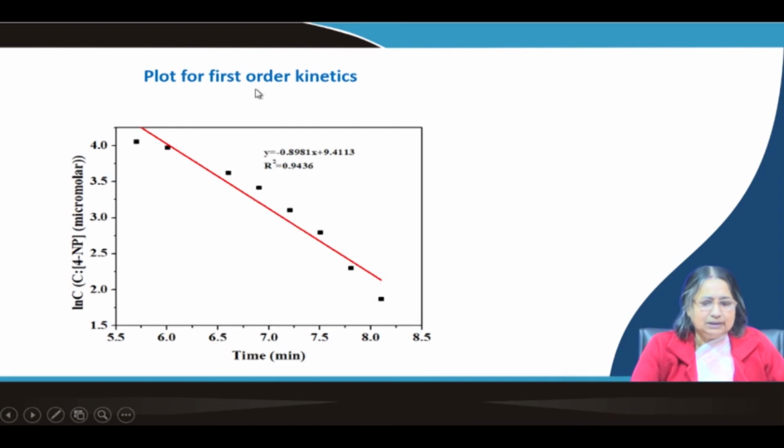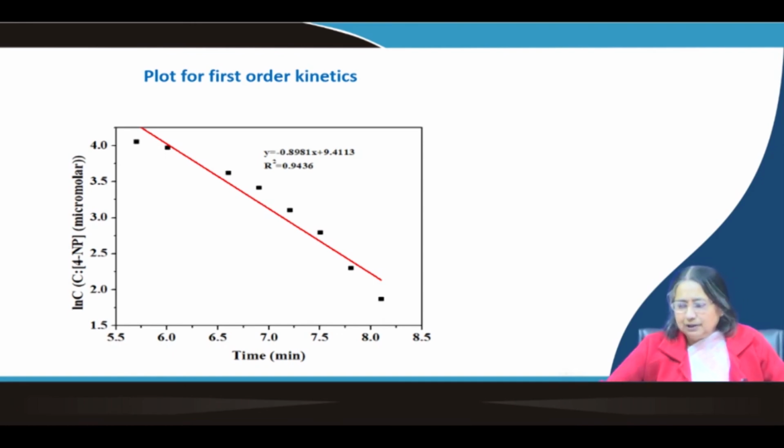You see here first order curves, we know that we have to plot ln C versus time. Okay. So, same data set, but we are plotting ln C versus time. So, you see here it is not a linear curve, it is not following linearity, 0.94 is the correlation coefficient. So, it is not linear, that means it is not following first order reaction. Okay. That means our nitrophenolate reduction is not following first order reaction.